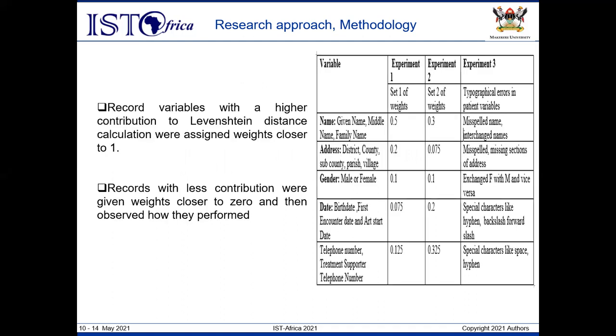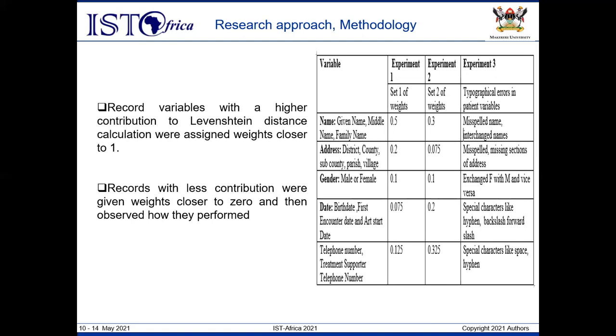So the record variables which had a higher contribution to the Levenshtein distance calculation were given weights that were closer to 1, and those with a less contribution were given weights that were closer to 0. This was chosen because there were other studies similar to this that had used the same.